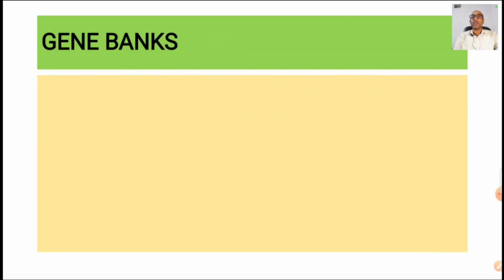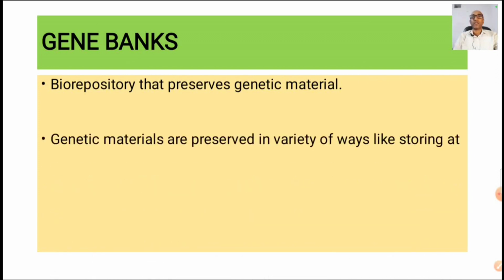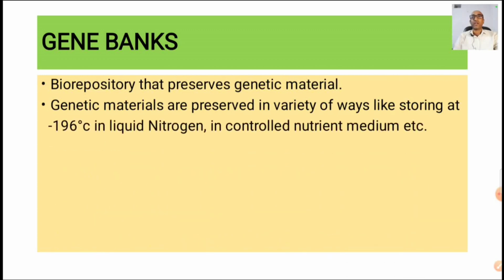Now come to the gene banks. These are nothing but biorepositories which preserve genetic material. Genetic material is preserved in gene banks. How? Genetic materials are preserved in various ways, like storing at minus 196 degrees centigrade in liquid nitrogen in a controlled nutrient medium. Now, gene banks can be of various types like seed banks, cryo banks, etc.